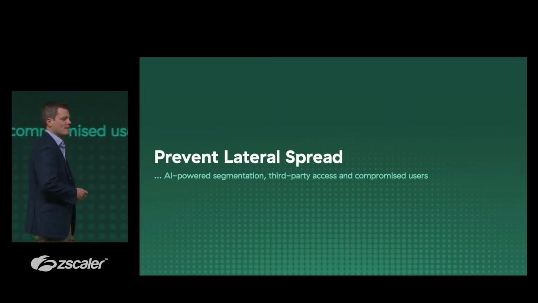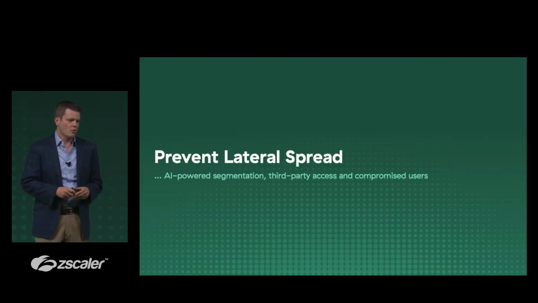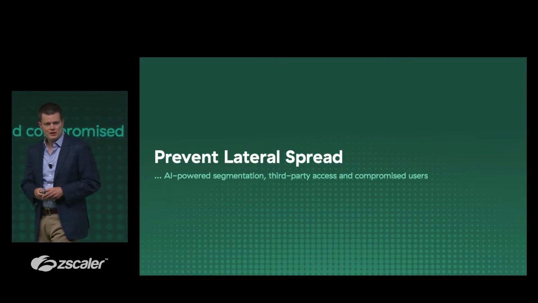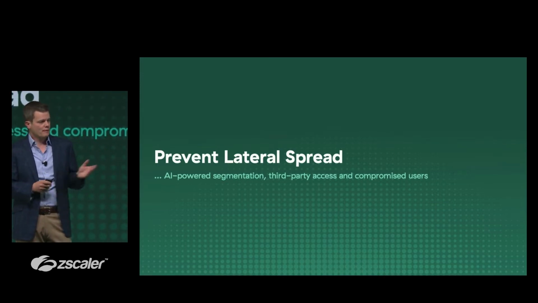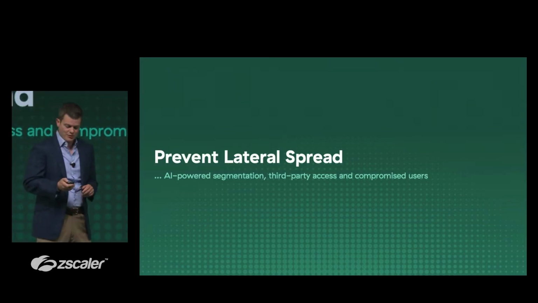Thank you, Amit. Continuing on this theme of reducing business risk, we're going to talk about the areas that we're helping prevent lateral spread. There are 3 specific areas that we're investing in, with multiple features going into each one. First is segmentation. Second is third-party users. And last, compromised users.